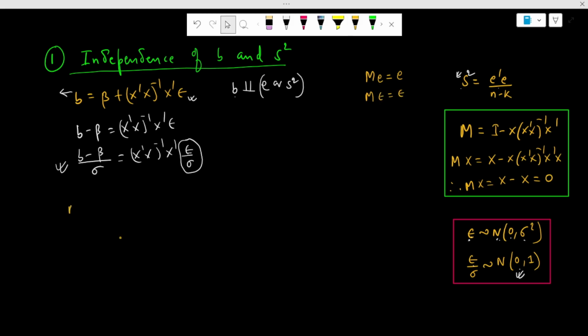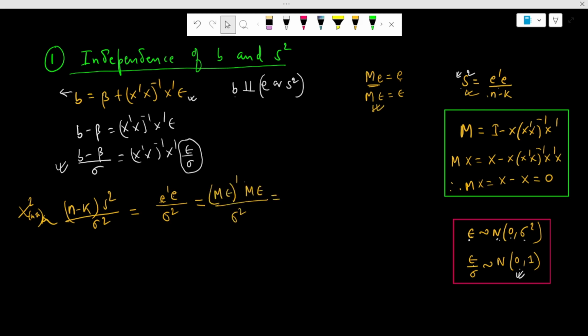Now we know that (n minus k) s square divided by sigma square has a chi-square distribution with n minus k degrees of freedom. From this relationship, (n minus k) s square divided by sigma square is equal to e transpose e divided by sigma square. So the sum of the squares of the sample residuals we are going to replace by the population counterpart. And we know that this matrix, the residual maker matrix, is idempotent. We get this result.